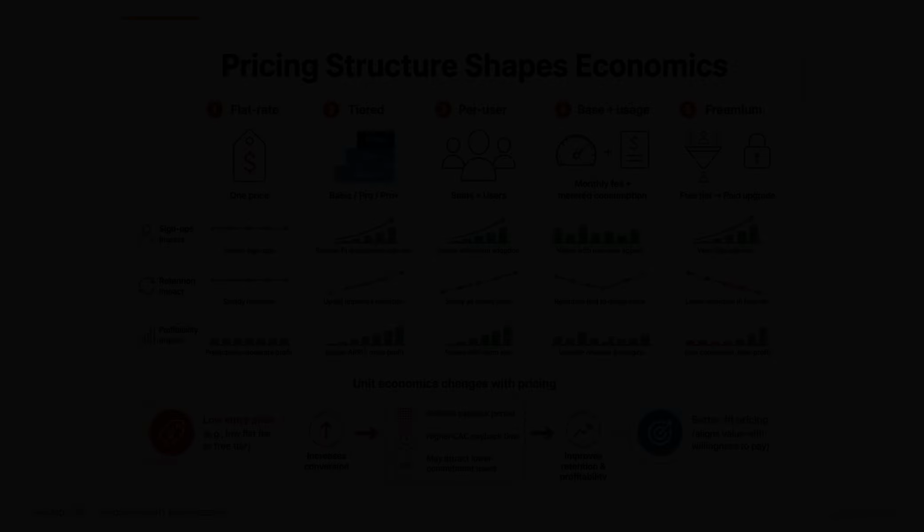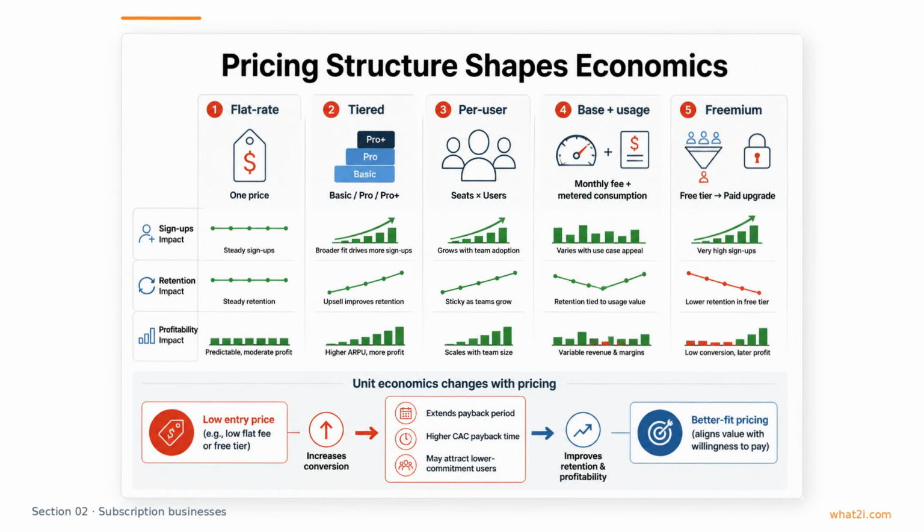Pricing structure shapes subscription economics because it changes who signs up, how much they use the product, and how likely they are to stay. A flat rate model is simple and easy to understand, but it may leave money on the table if customer needs vary widely. Tiered pricing can broaden product market fit by giving lighter and heavier users different plans.